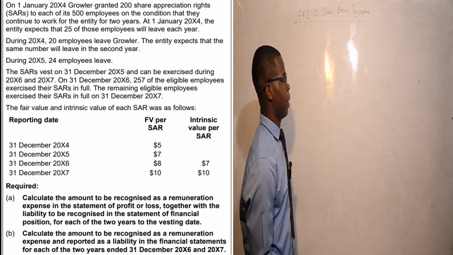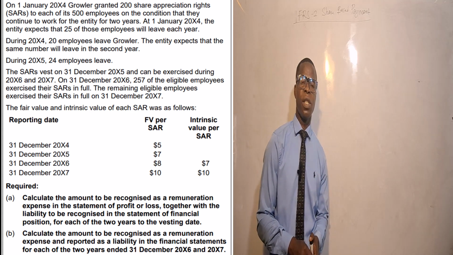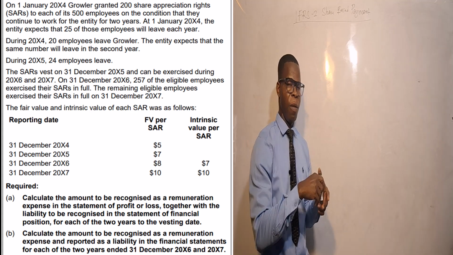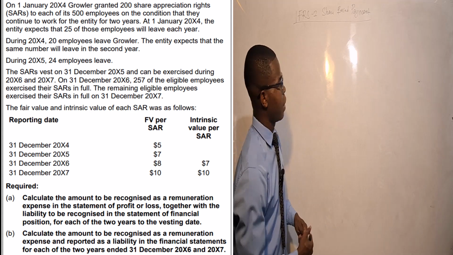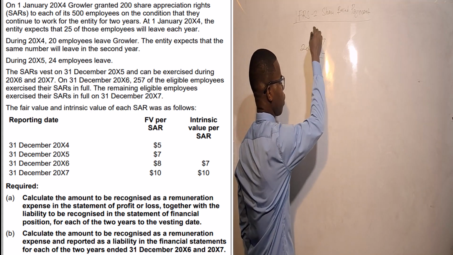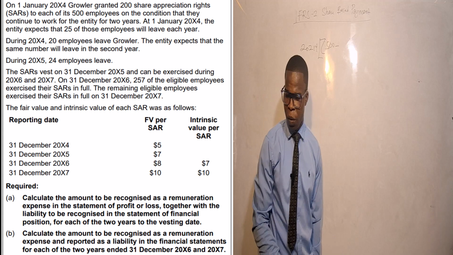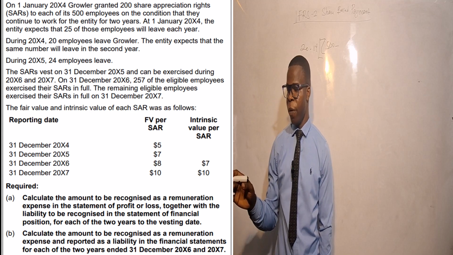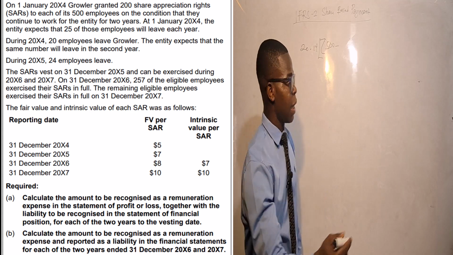All right, so first things first, before we go to the date that the share appreciation rights vest, we first have to establish the expense and liabilities for the 2 periods before we can go to how to compute for when the employees are exercising their rights. So first thing, we are looking at 2014, and we're told that this share appreciation is for 500 employees. And in 2014, what is happening there? They said during 2014, 20 employees leave, and the entity expects that the same number will leave in the second year. So we are looking at just 2 years.